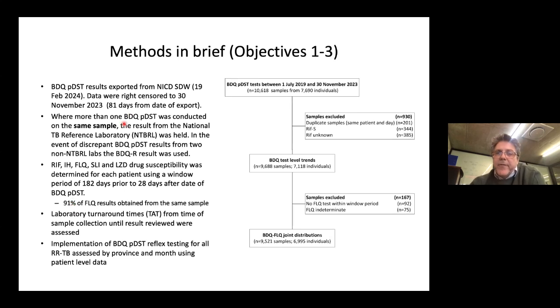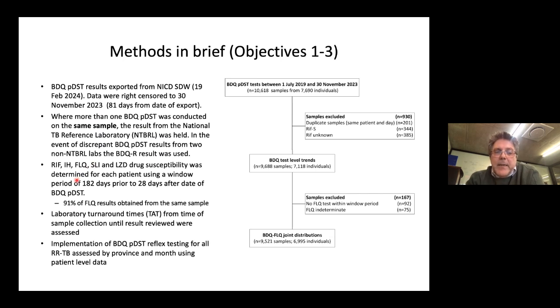So methods in brief: for the test level data, we exported all data from the NICD Central Surveillance Data Warehouse in February 2024. We censored the data 81 days back to the 30th of November, given the long turnaround times for bedaquiline samples. And when we had more than one bedaquiline test conducted on the same sample, we took the result from the National TB Reference Laboratory. But where we had two bedaquiline PDST tests done on the same sample from two non-TB reference laboratory labs, we kept the bedaquiline resistant result.